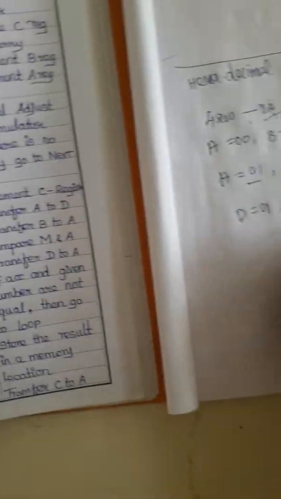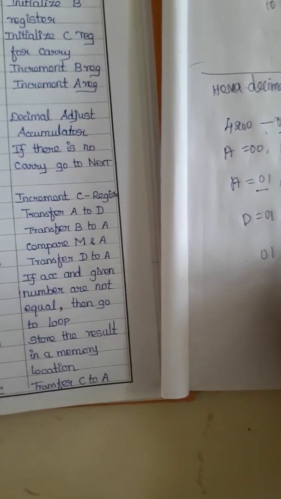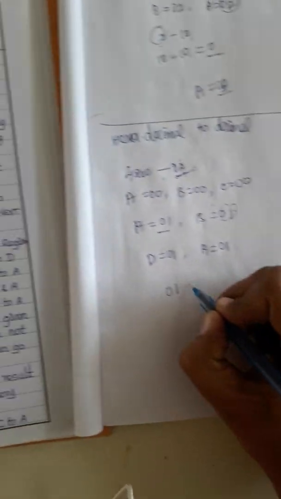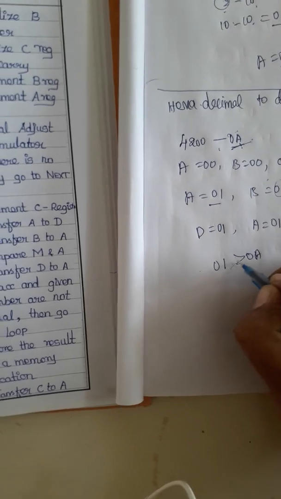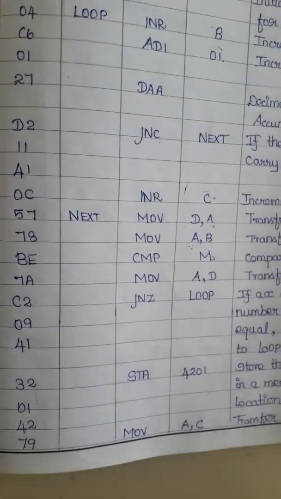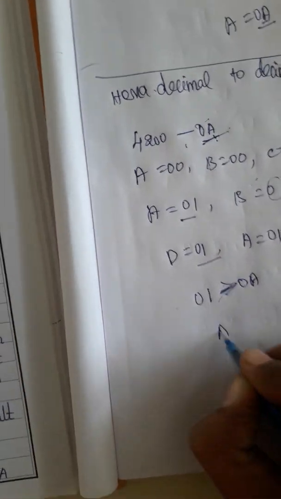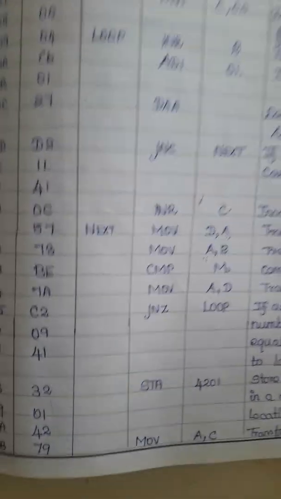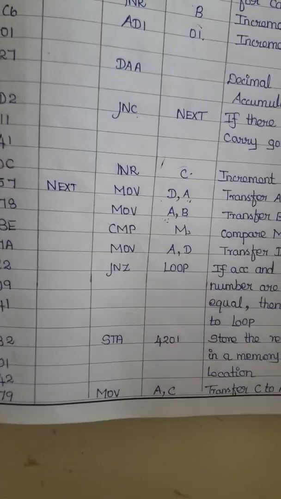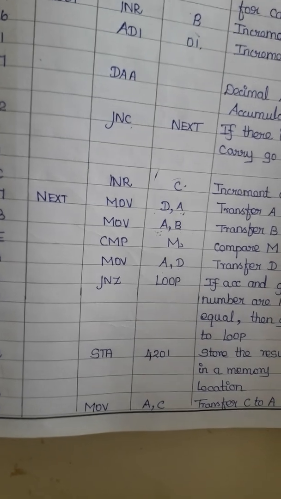Okay, so now the B register contains 01 and memory data 0A will be compared. So 01 minus 0A. Here also we are checking, after comparison, we are moving D register data to the accumulator. The D register contains 01, that will be moved to the accumulator. Initially this data was available in the accumulator, that was moved to the D register, and again it will be moved to the accumulator.